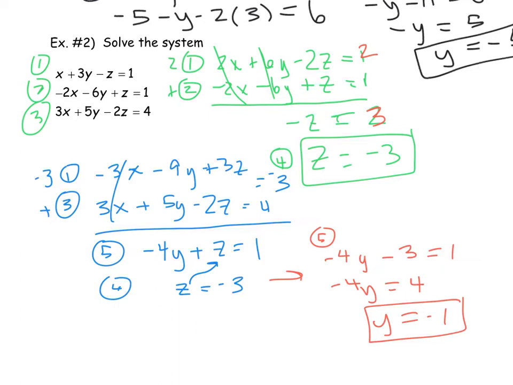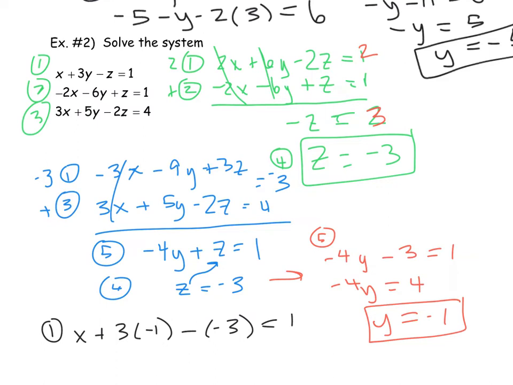Now we go back all the way up to the beginning. We have y and we have z. We have to find x. I'm just going to go ahead and put in equation 1. It just seems to be simple. Doesn't matter. Equation 1 is x plus 3y, and y is negative 1, minus z, well, z is negative 3, and we want to know that equals 1.